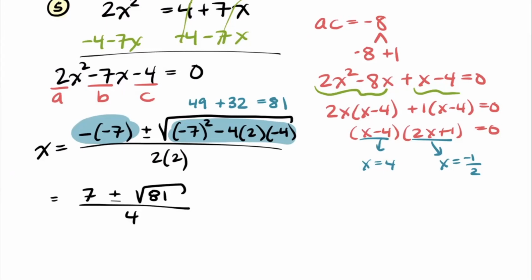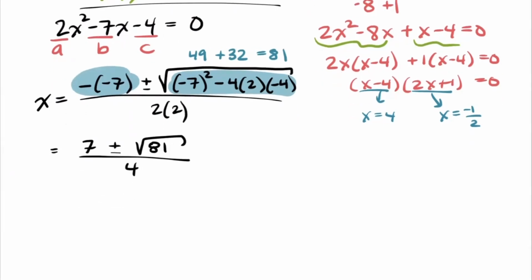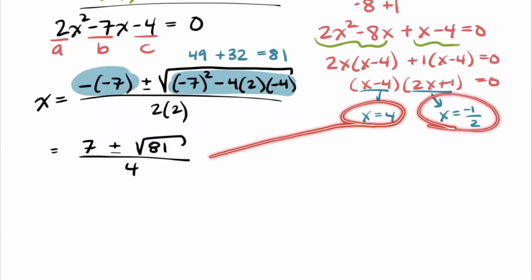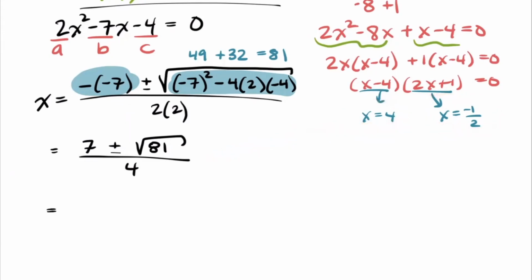which is 4. Now in this case, the 81 is a perfect square, which is why we are getting nice rational answers when we are able to factor. So this will be 7 plus or minus 9 divided by 4.